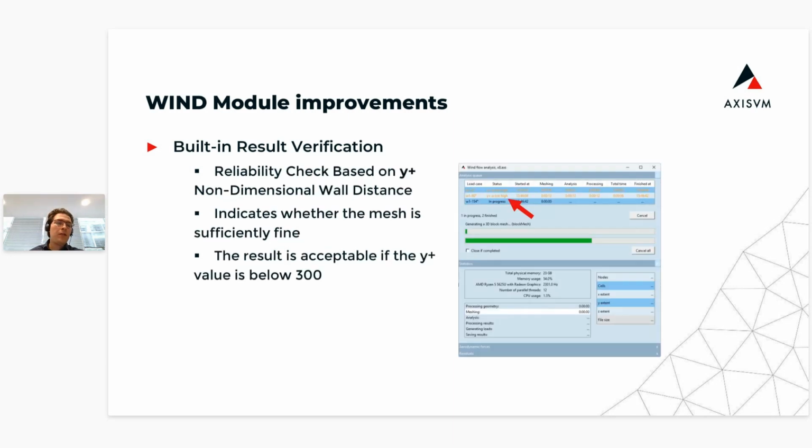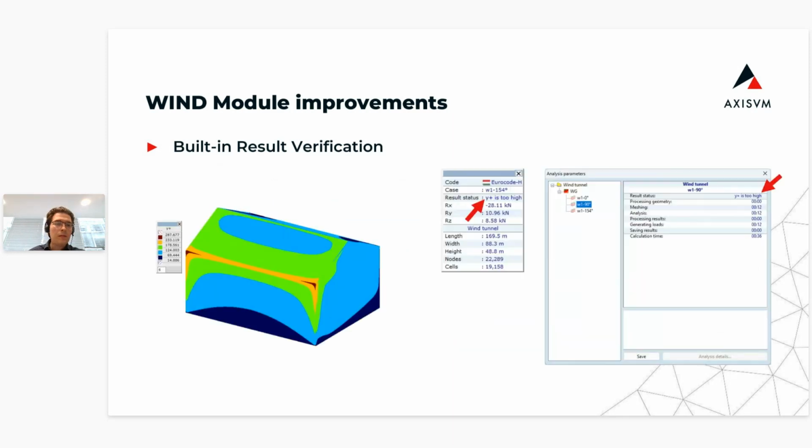The feedback is based on the epsilon plus value, the so-called non-dimensional wall distance. This parameter shows whether the mesh is fine enough for accurate flow modeling. The results are considered acceptable if the value is below 300. If the epsilon plus value is too high, feedback is provided during the calculation. After the calculation, the epsilon plus value can be displayed on the model. If the value is too high in certain areas, feedback is provided in the info palette and under the calculation information in the result status section.